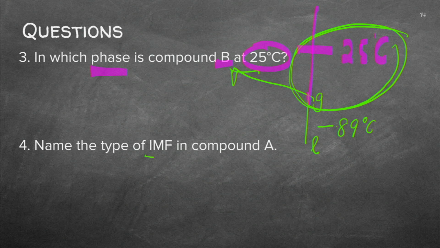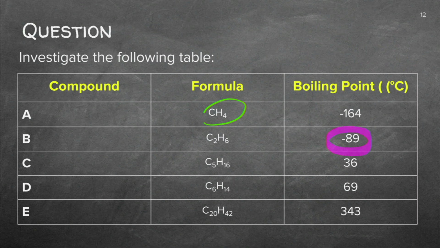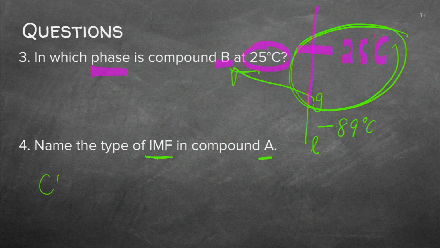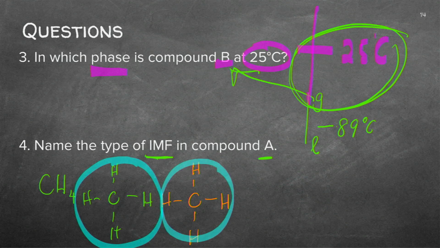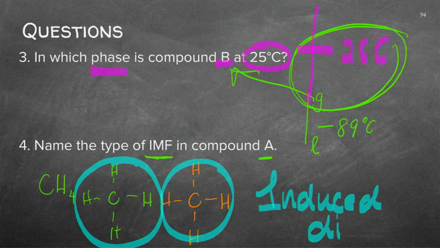What's the type of intermolecular force in A? Let's have a look. A is CH4, so I've got a CH4 which looks like this, and another CH4. Let us draw that. And you just have to write down the answer. I'm trying to explain to you how to get thinking about this. Can you see this is non-polar and non-polar? So it's induced dipole, and you've got your marks for that question.